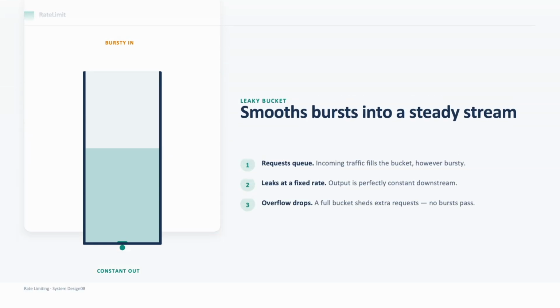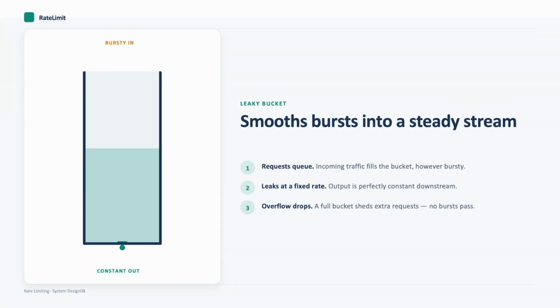Leaky Bucket takes a different approach. Incoming requests are placed into a queue and released at a constant rate. Even if traffic arrives in bursts, downstream services see a smooth, predictable flow. It's ideal when stable throughput matters more than burst handling.